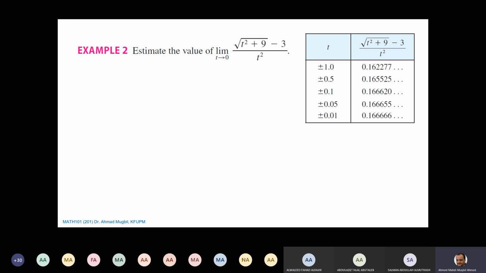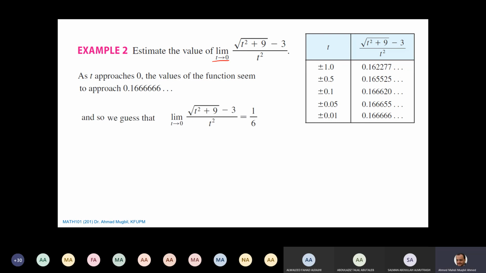Look, if you use the calculator, what you can see here is, if x is approaching 0, you will start from 1, 0.5, 0.1, 0.05, 0.01, and so on. If you also look at this, the value of the expression will be 0.1666. It is a rational number that is repeated.